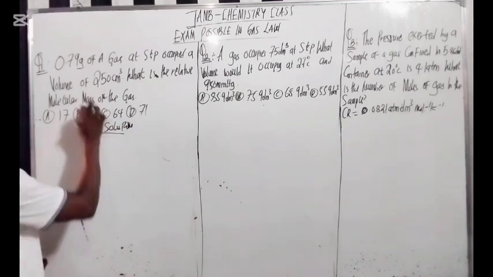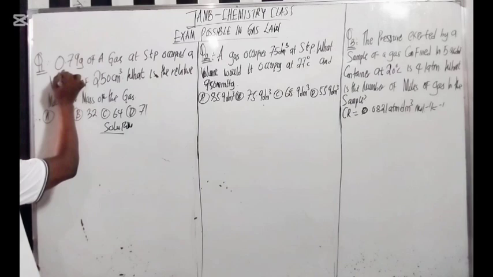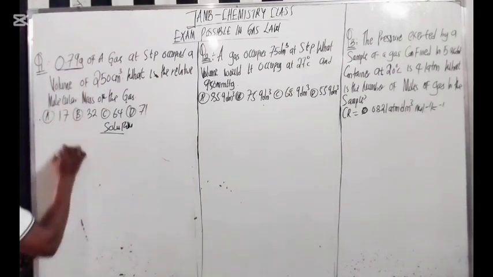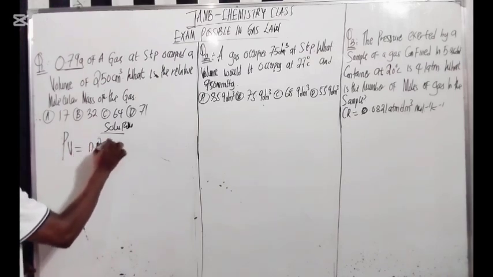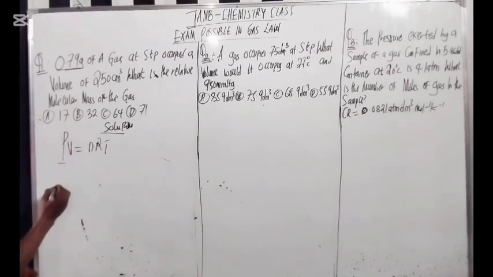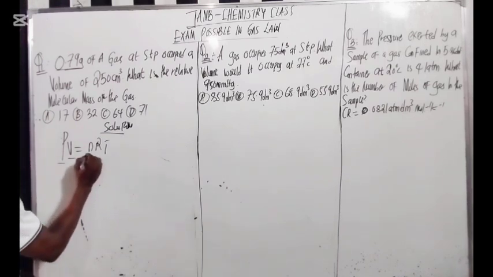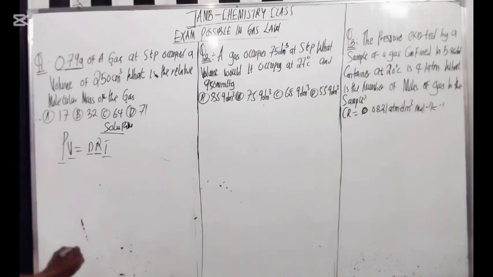Now, when you see grams of a gas at STP, immediately you see grams, understand that you are using what? The ideal gas equation, which is PV equals nRT. Here P is the pressure of the gas, V is the volume of the gas, n is the mole of the gas, R is the gas constant, and T is the temperature.